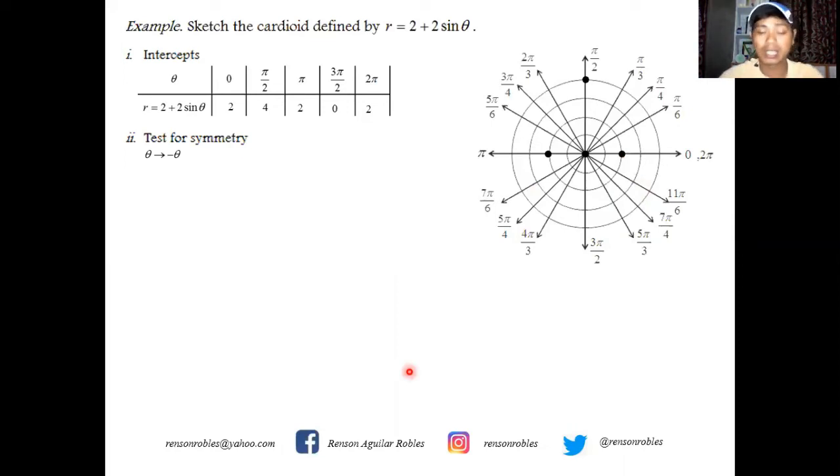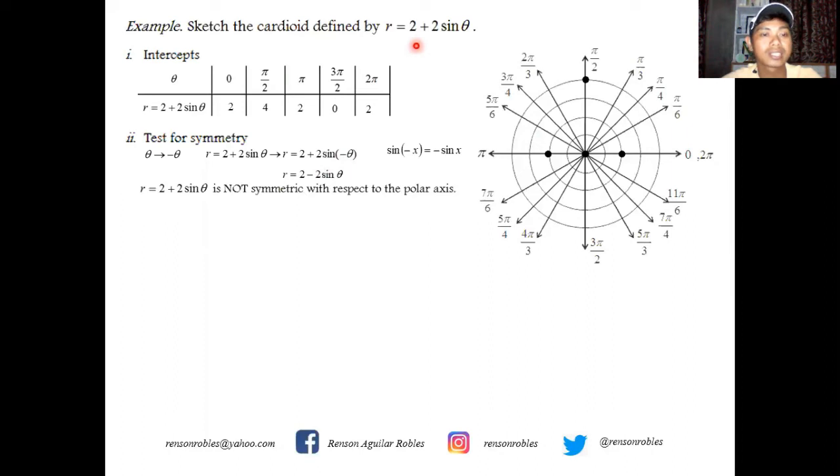We replace theta by negative theta. So we have r equals 2 plus 2 sine theta compared with r equals 2 plus 2 sine of negative theta. And then you use this identity, the odd-even identity. The sine function is an odd function. Therefore, sine of negative x is negative sine x. So that will become 2 minus 2 sine theta. Therefore, this cardioid is not symmetric with respect to the polar axis or the line OX.